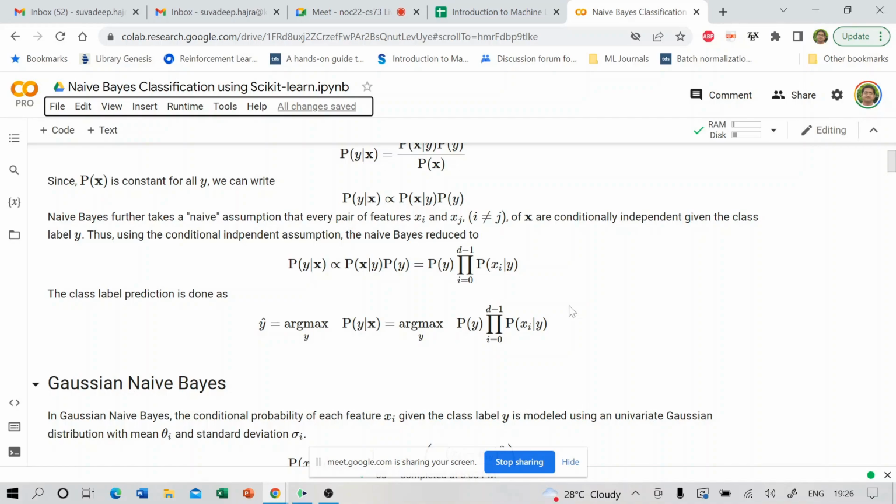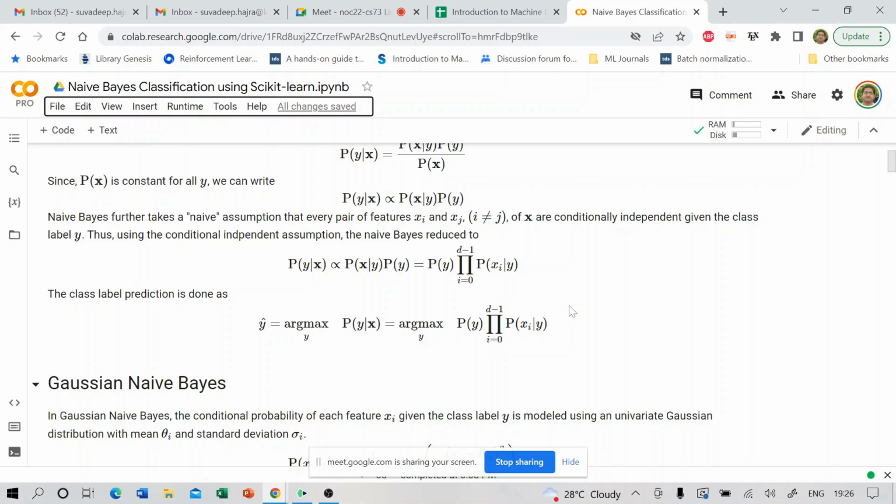Say for x1 there will be one distribution, for x2 there will be one. So in total how many distributions do we require? See, there will be a total of 4 distributions. We need one distribution to feed this data, one to feed this data, one to feed this data, one to feed this. You understand?